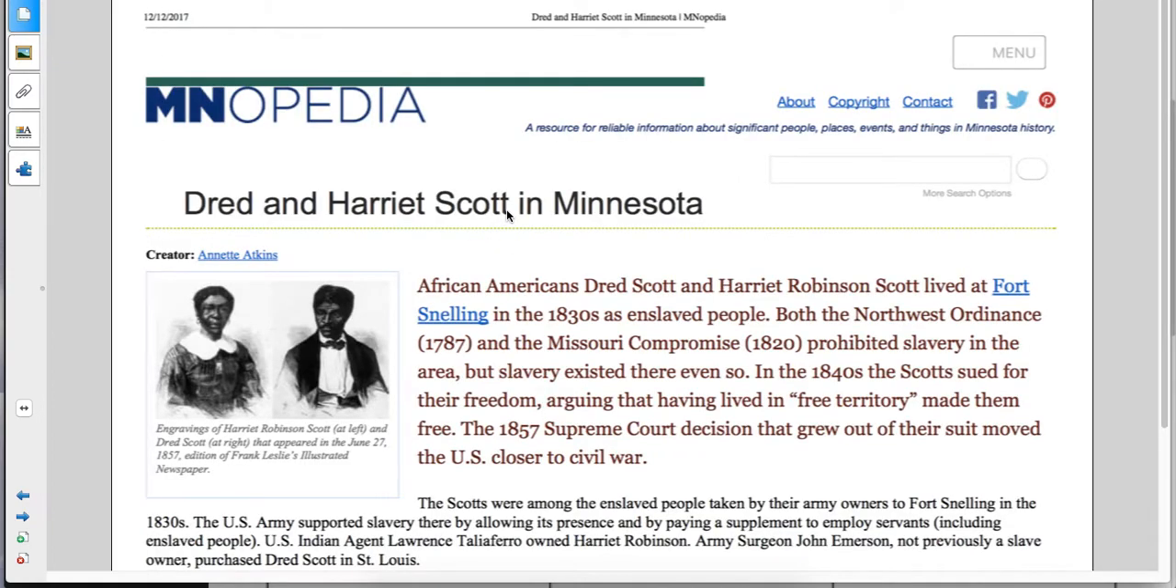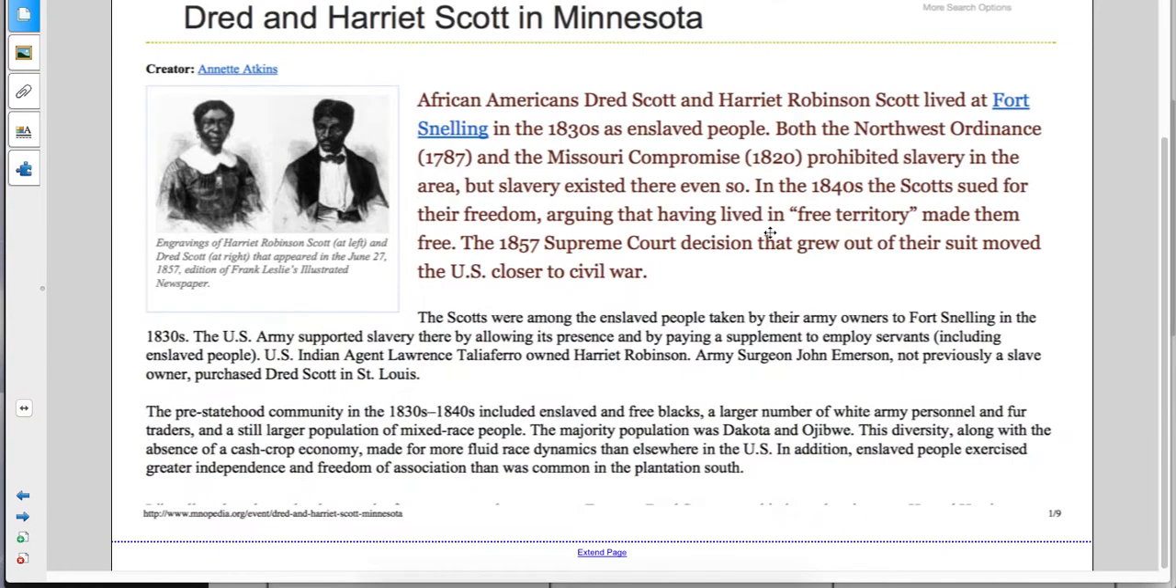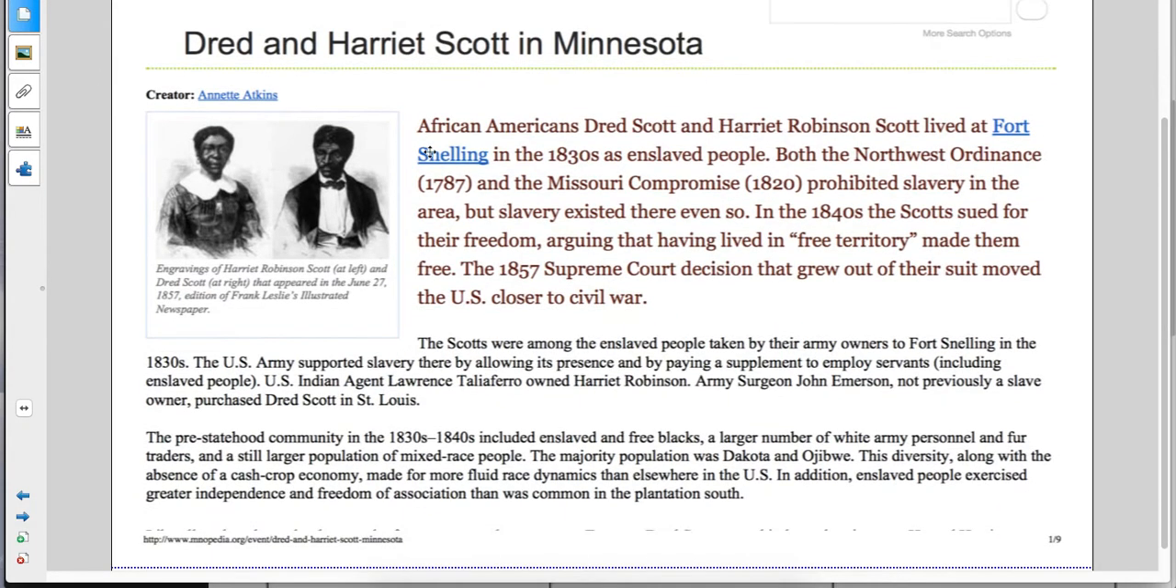So I'm going to take myself to the reading. And it's good to preview the reading quick. This is MNOpedia, good reliable source. It's got an author, Annette Atkins. This is a regularly updated source. Looking at this, I see it's Dred and Harriet Scott.